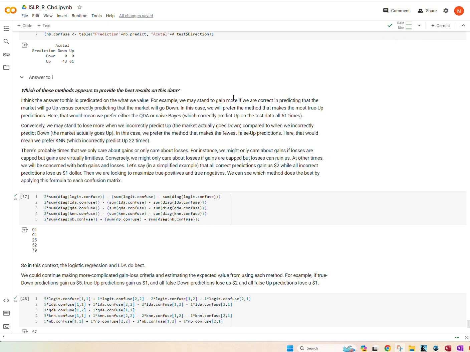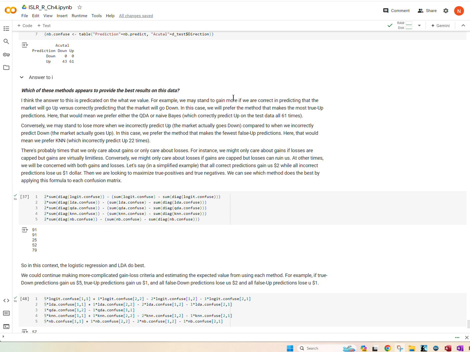So for example, if you're using these models to bet on the stock market, it could be the case that when you correctly predict up, so you predict up and the market goes up, you stand to gain way more than you stand to gain if you predict down and the market goes down. So in that kind of scenario, you'd want the model that correctly predicts up more than the other models. But it could be something different.